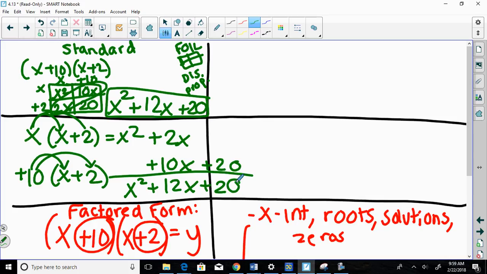Oh, when's the best time to use it? I didn't get there yet. I'm just doing that for both of them. Does everyone who's copying this down have it down? Yeah? Okay.